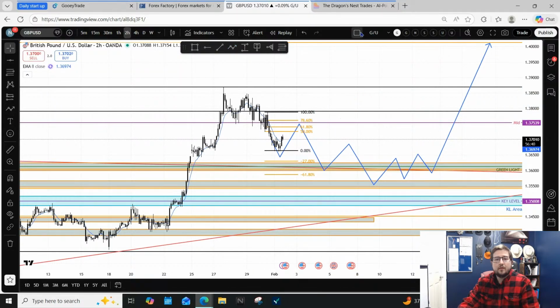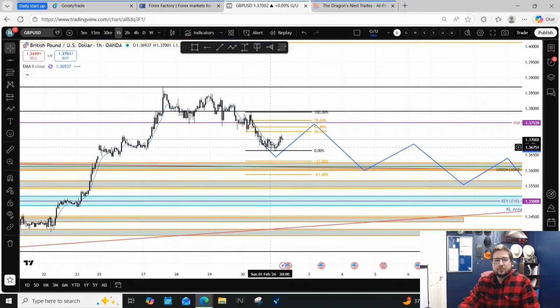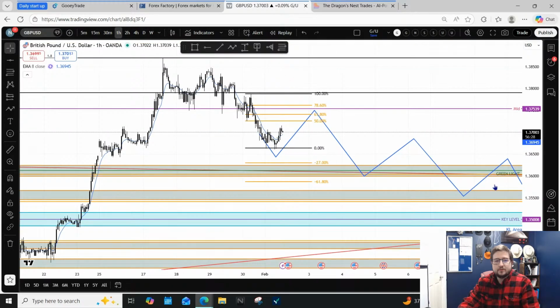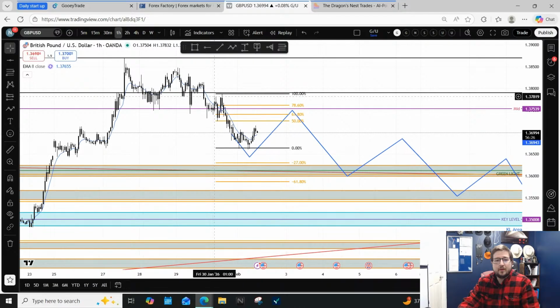All right, and then what else we got? GU, this is what I'm anticipating currently. I'm not looking for a trade personally. Even if we check out the 1 hour, we can see the 1 hour is breaking the EMA currently. We would need to have seller momentum only after the 50% is touched, and therefore we could continue moving in that direction.